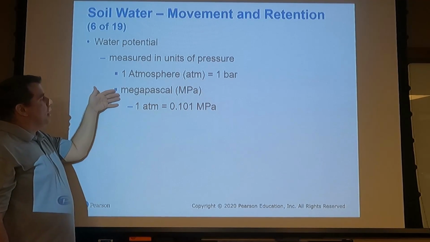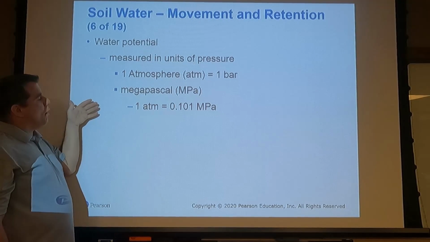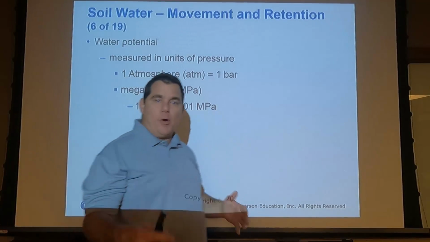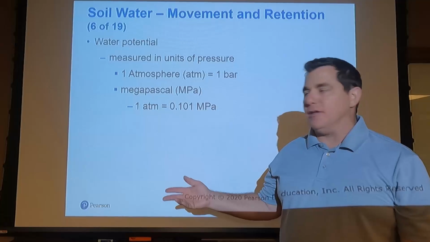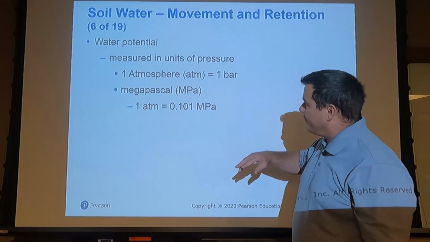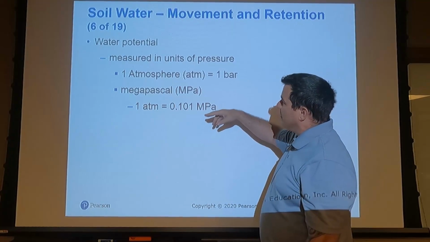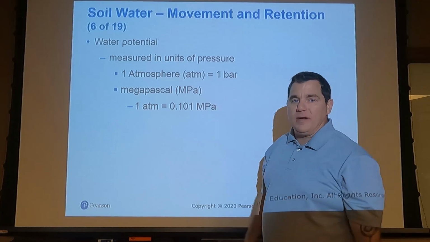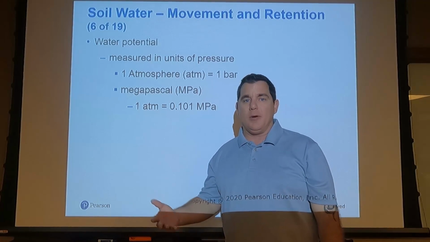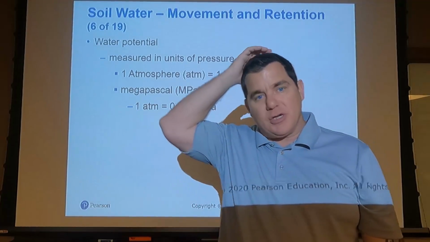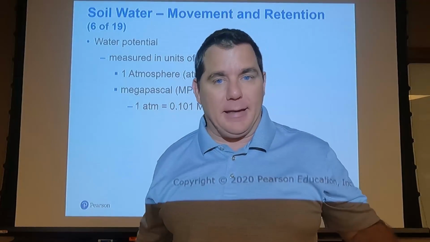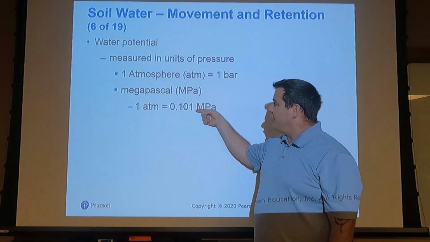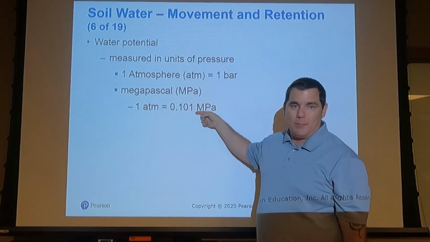So I mentioned before about megapascals and atmospheres, and no one can agree on which one we need to use, and then you start getting into different exchanges and moving between different systems and units. But here in America, we tend to just stick with bars. That's how we determine our pressure. So when you hear me mention water holding capacity being at negative 0.33 bars, that's also the same as negative 0.33 megapascals.